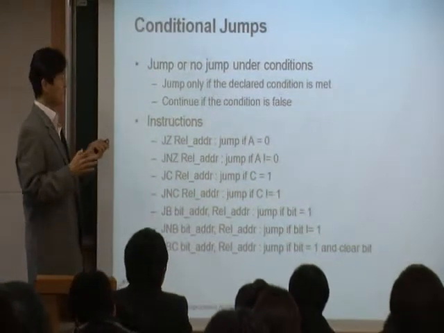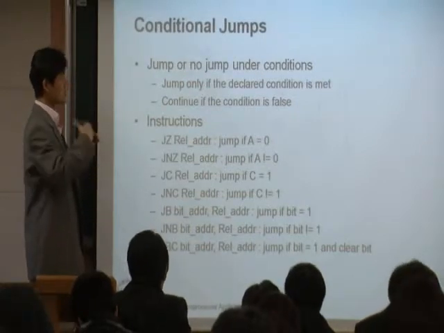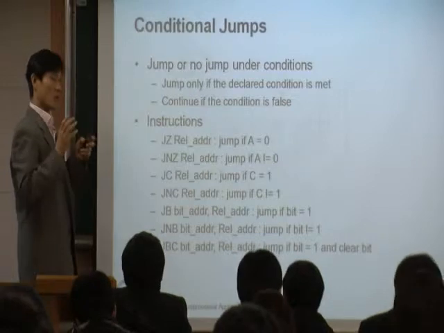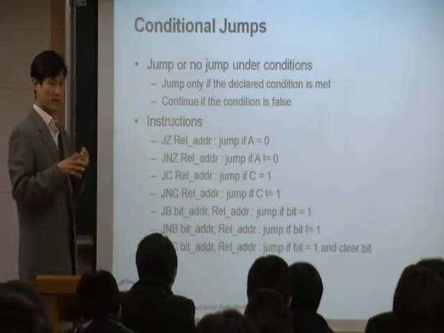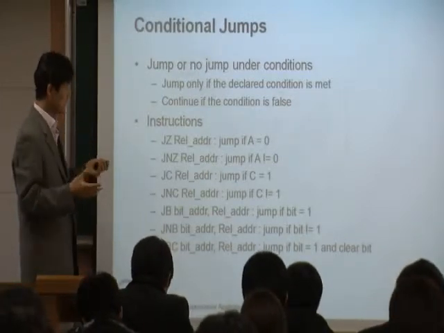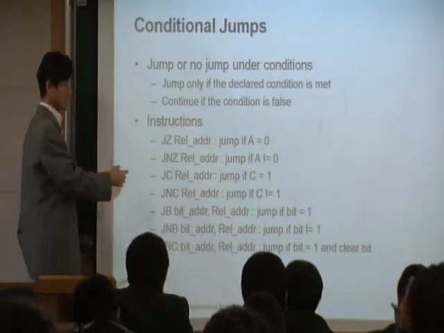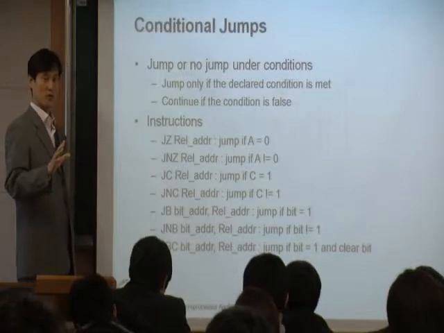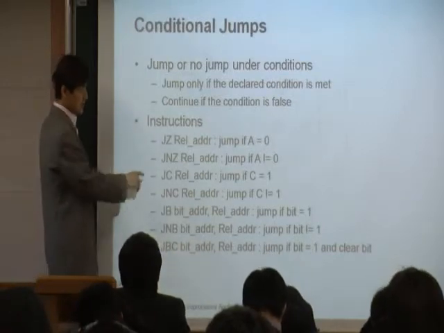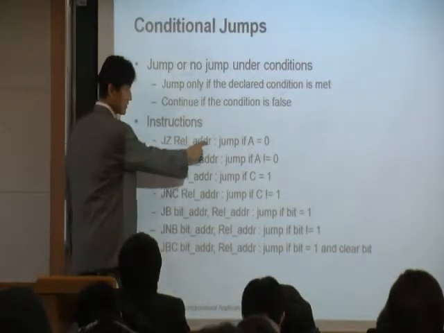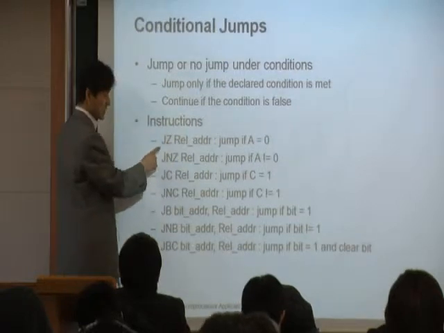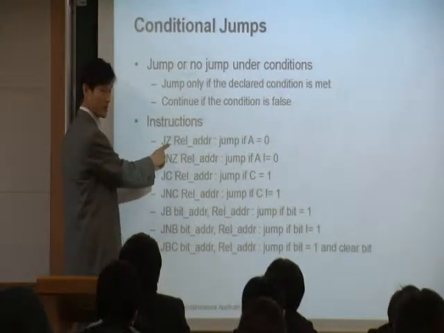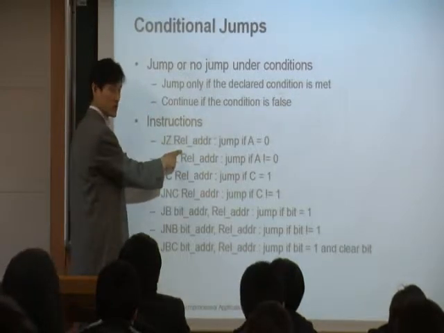In conditional jump, you're going to jump under a certain condition. Okay? Only when your condition is met, you're going to jump. So let's look at some examples. J means jump. Z means 0. Okay? So JZ relative address means that you're going to jump only when 0. Where? This address. Relative address.